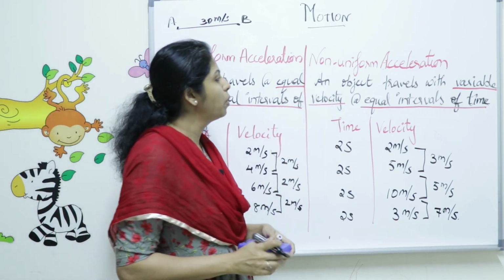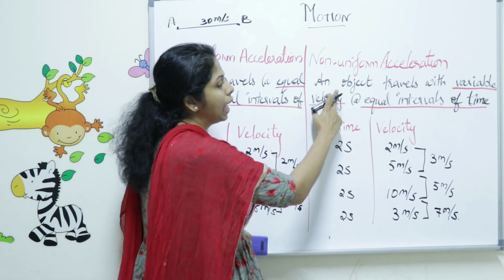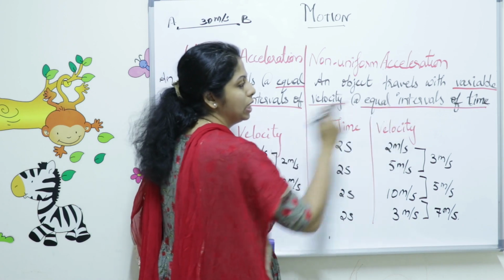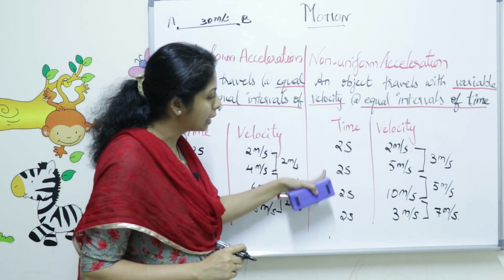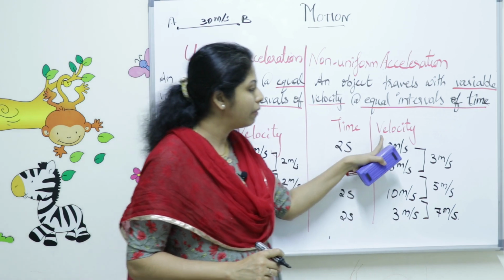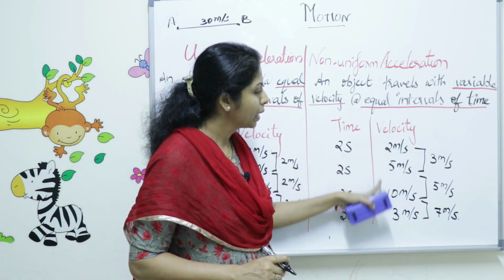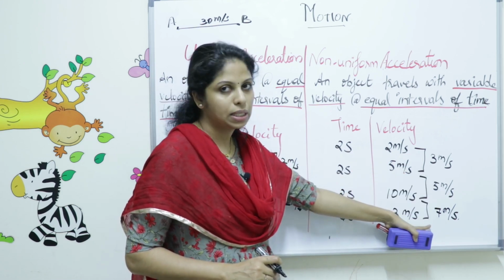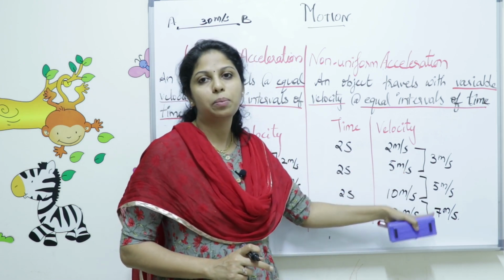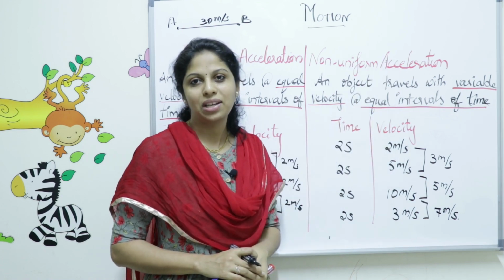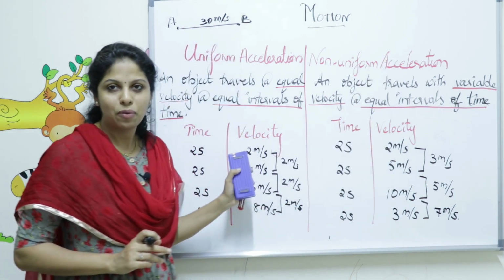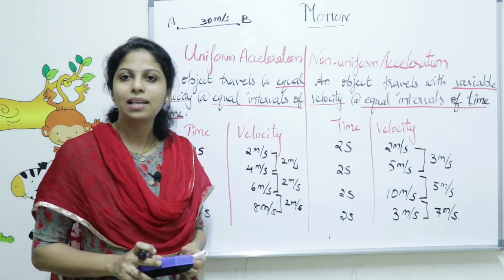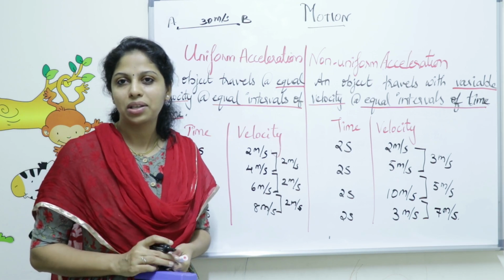Now, coming to non-uniform acceleration. In non-uniform acceleration, an object travels with variable velocity at equal intervals of time. Here you see, the time period is equal, whereas the velocity is different. The object is moving with a different velocity each time. In that case, it is said to be in non-uniform acceleration. So, this is uniform acceleration and non-uniform acceleration. Hope you understood, and let's see a few problems related to acceleration.